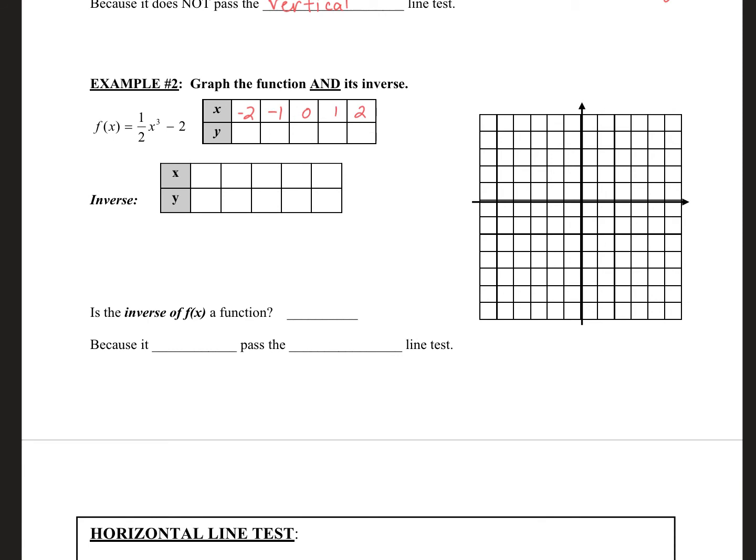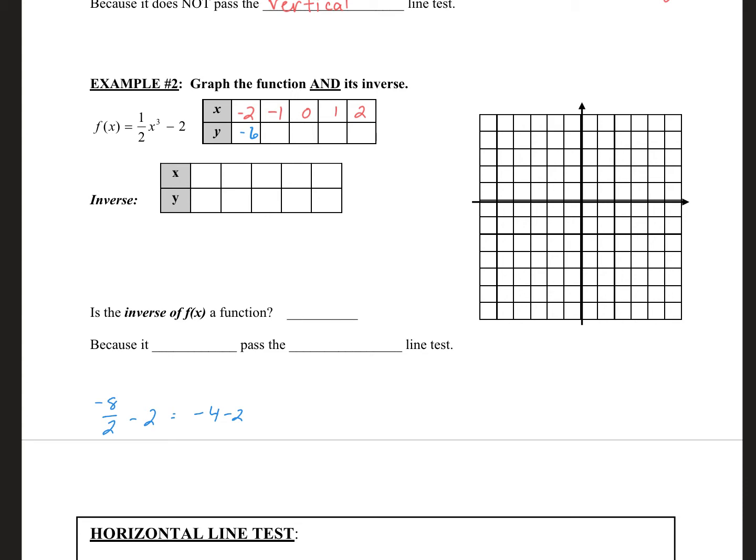So if we plug in -2, we know that -2 cubed is -8, so we're going to have -8 over 2 minus 2, and that equals -4 minus 2. So when x is equal to -2, our y is -6.